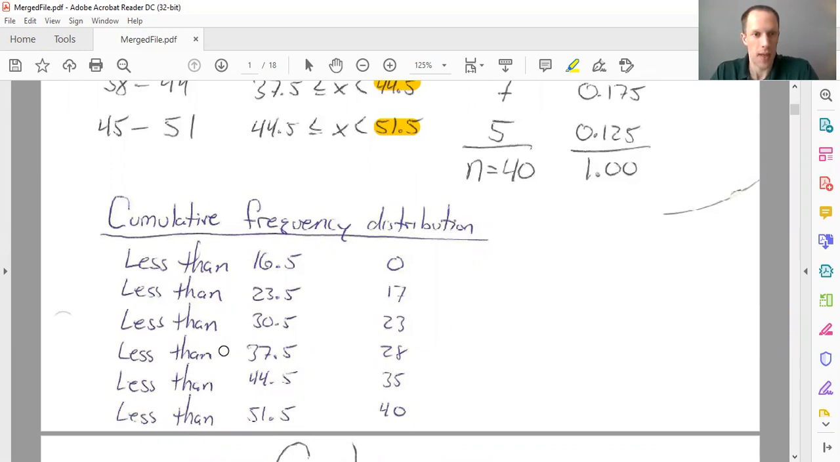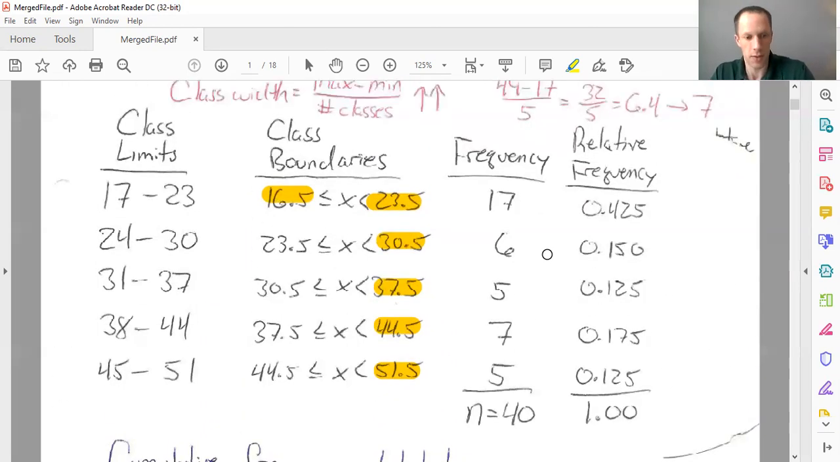Now, sometimes people will make the cumulative frequency distribution separate from the frequency distribution. Sometimes people will just add an extra column on here, and they will call this the cumulative frequency column.